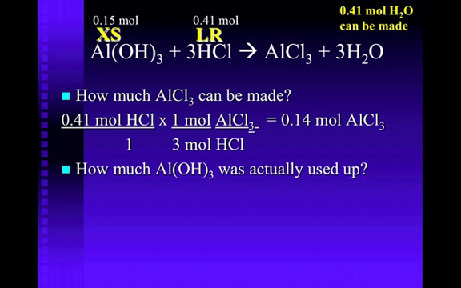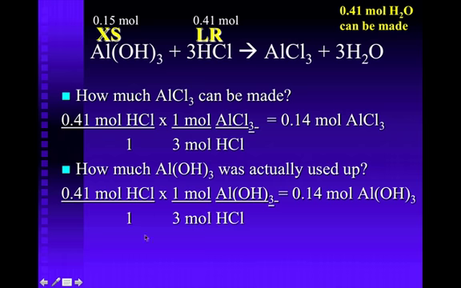Now, to figure out how much aluminum hydroxide was actually used up, you could do some reasoning here and say, well, if I produce 0.14 moles of AlCl3 here, then I must also have used 0.14 moles of aluminum hydroxide because they're in a 1:1 mole ratio. So however many moles of this I made is how many moles of this I used. You can also use a fence post to set it up, and your fence post looks like this. 0.41 moles HCl over 1 mole aluminum hydroxide over 3 moles of hydrochloric acid. Your answer is 0.14 moles of aluminum hydroxide.